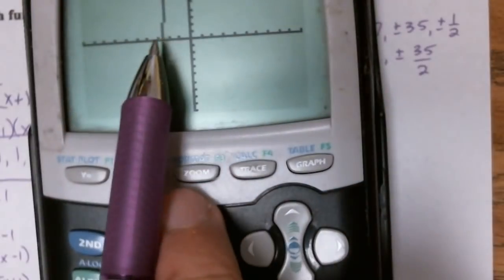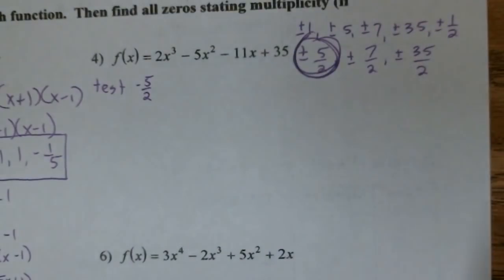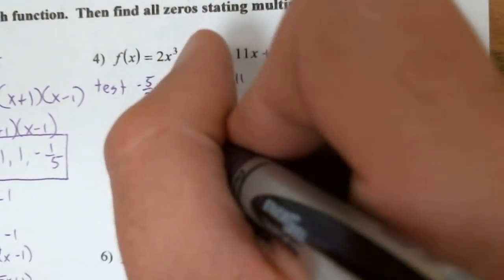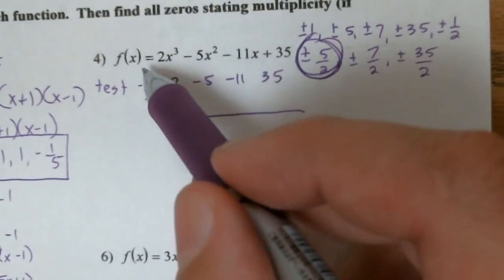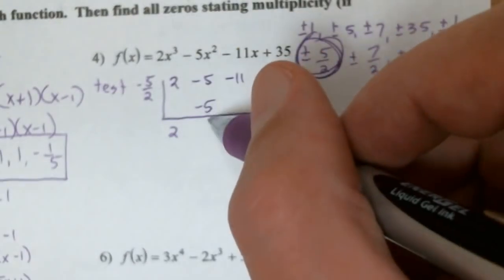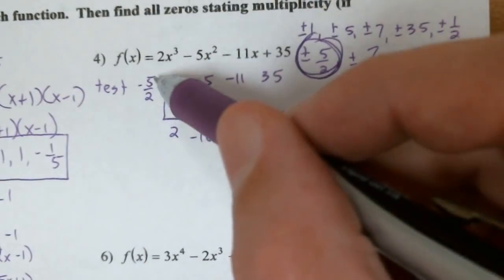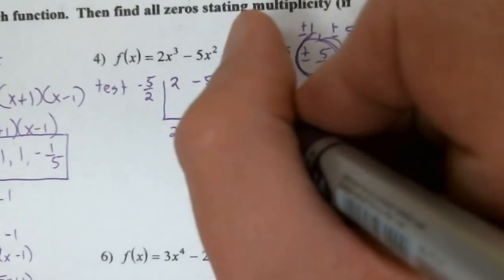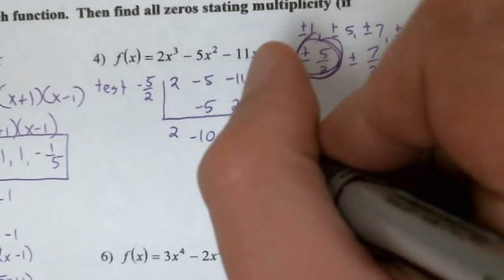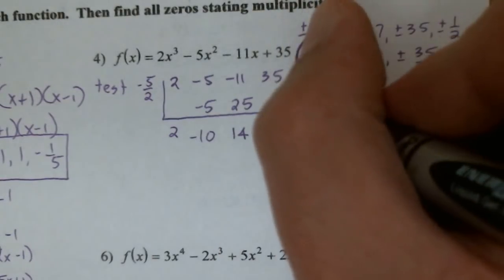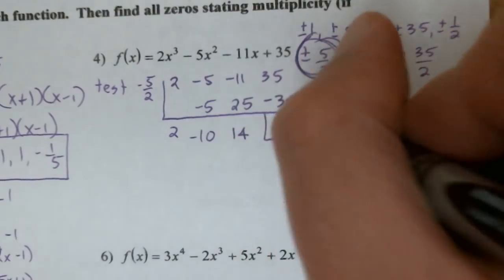All right, so let's test negative 5/2. Okay, that's crossing at the negative. Looks like it's crossing at negative 2.5. Let's test negative 5/2. 2, negative 5, negative 11, 35. Bring down the 2. Negative 5/2 times 2. Negative 5 times 2 is negative 10. Negative 10 divided by 2 is negative 5. Negative 5 minus 5 is negative 10. Negative 5 times negative 10 is positive 50. Divided by 2 is a positive 25. Add those, that gives me 14. Negative 5 times 14 divided by 2, that comes out to be negative 35.